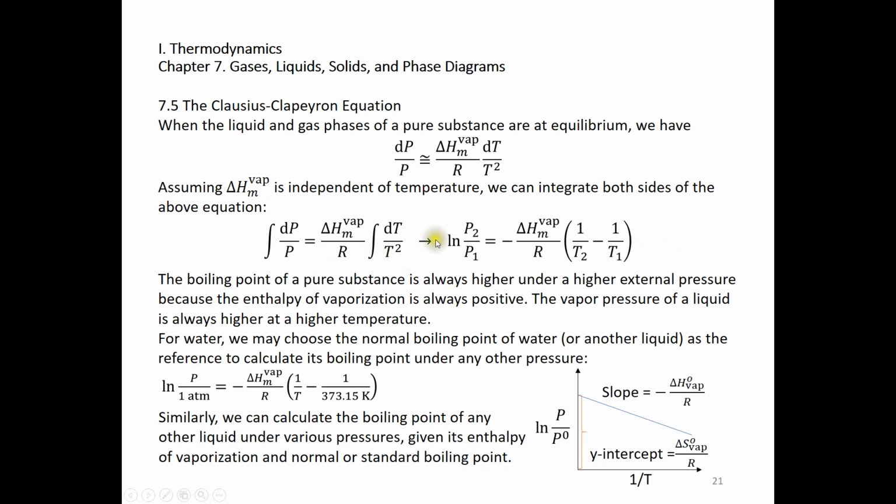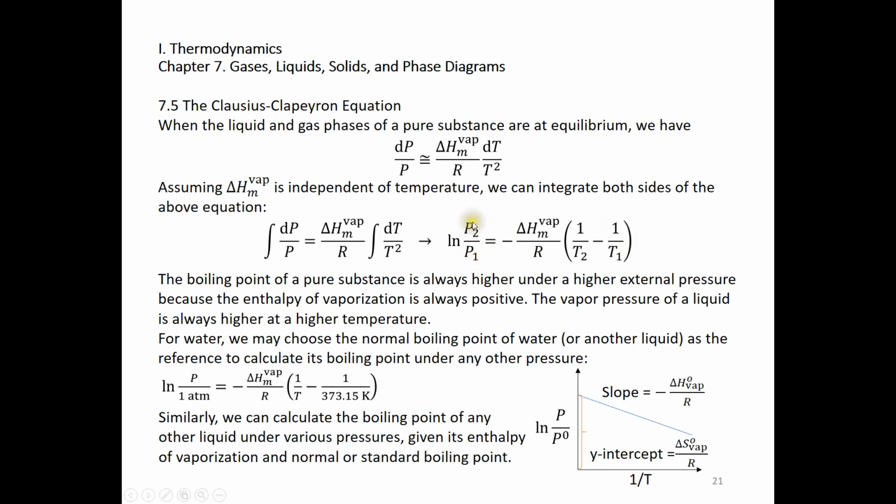So by looking at this equation, we know the boiling point of a pure substance is always higher under a higher external pressure. This is because the molar enthalpy change in a vaporization process, or so-called enthalpy of vaporization, is always positive. So this is positive, R is positive, and then if T2 is greater than T1, we have a negative value here inside the parentheses. But then there's another negative sign, and therefore P2 is greater than P1.